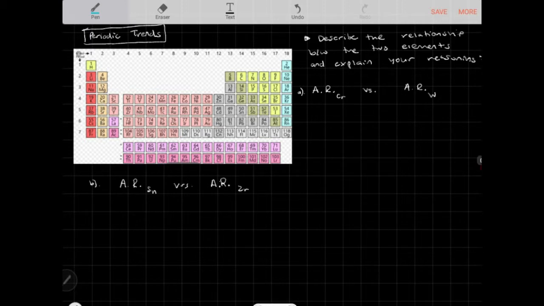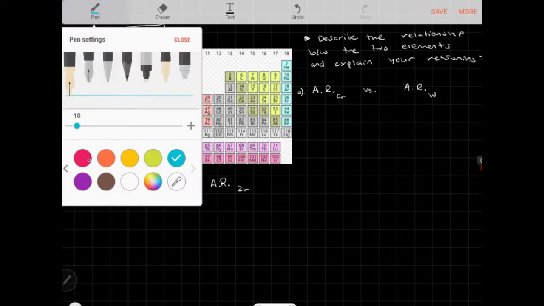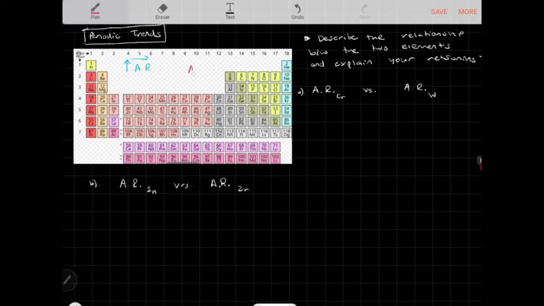Now, in this case, we know that atomic radius decreases to the right of a period and up a group. And we know that the atomic radius increases to the left of a period and down a group. Okay, so let's use this trend to explain the relationship between tungsten and chromium.